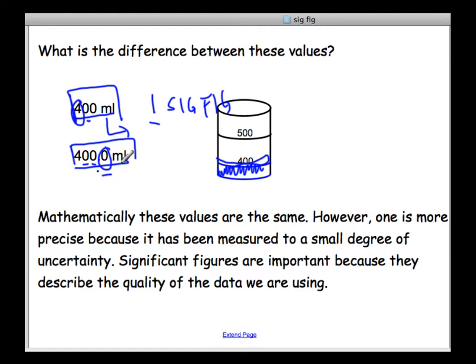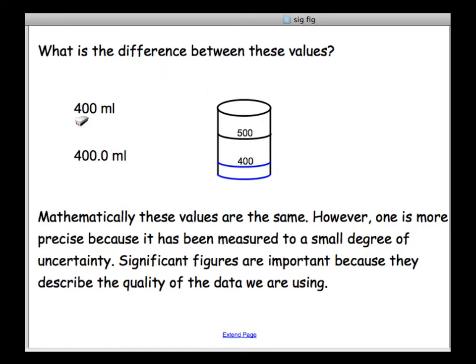Okay, so this value here, the 400.0, is much more precise when we're looking at measurements because it's measured to a smaller degree of uncertainty. So while these values are the same mathematically, precision-wise, they're very, very different, with the 400 having a very large range of error or uncertainty with it, with a 400.0 having a very small range because this is measured with a much more precise device. So that's kind of why we use significant figures.